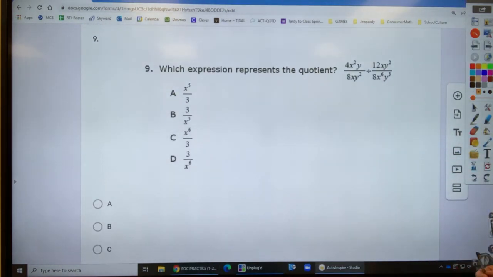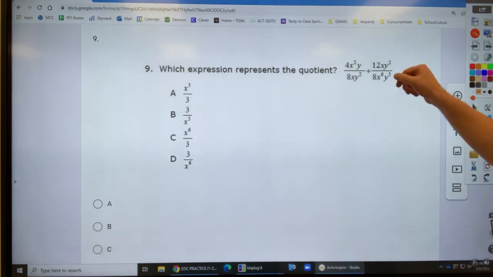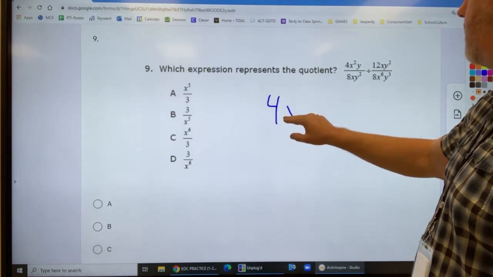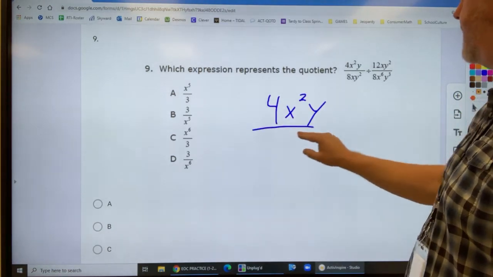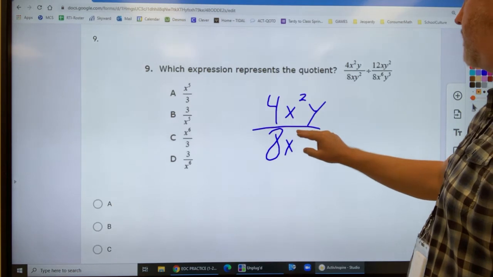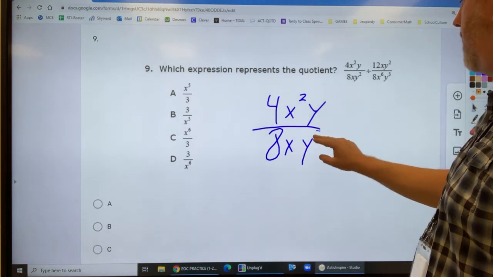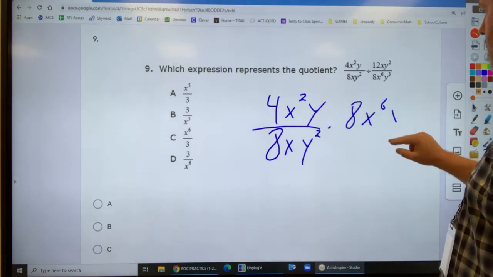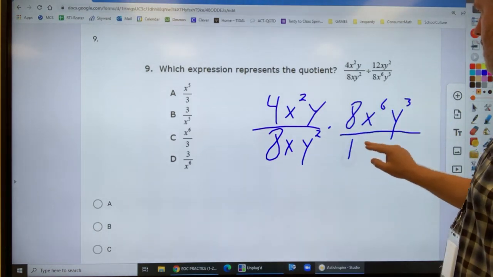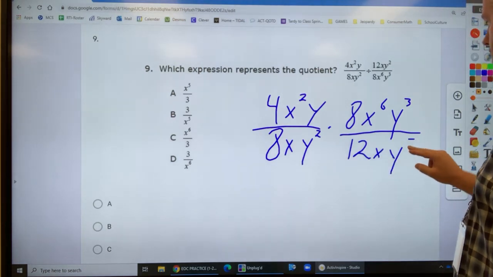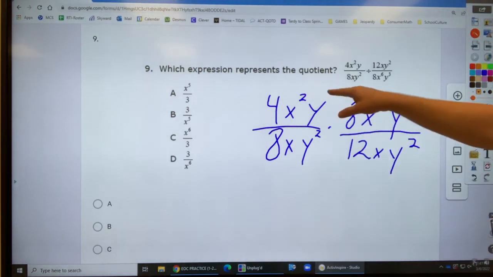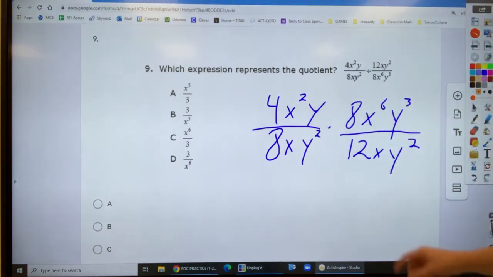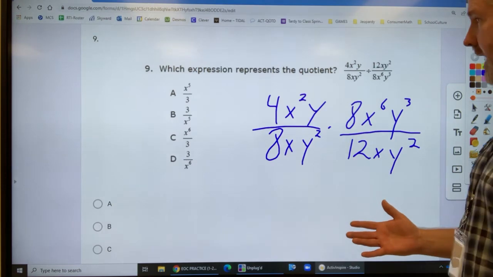All right, which expression represents the quotient? We're dividing, so dividing fractions means you multiply by the reciprocal. So I'm just going to rewrite it as the first fraction times the reciprocal of the second fraction. A lot of canceling. We could either multiply straight across and just get a big monomial over a monomial and cancel, or we can do some cross canceling. You can do it either way, all right?